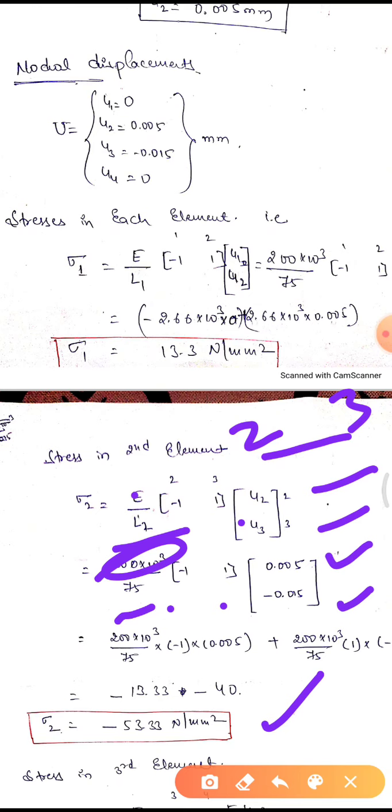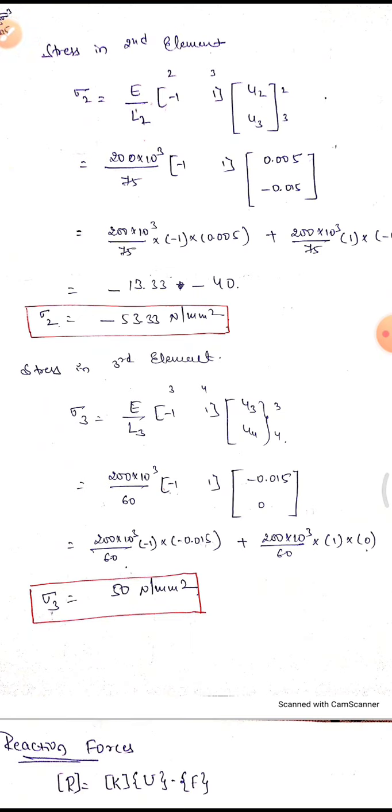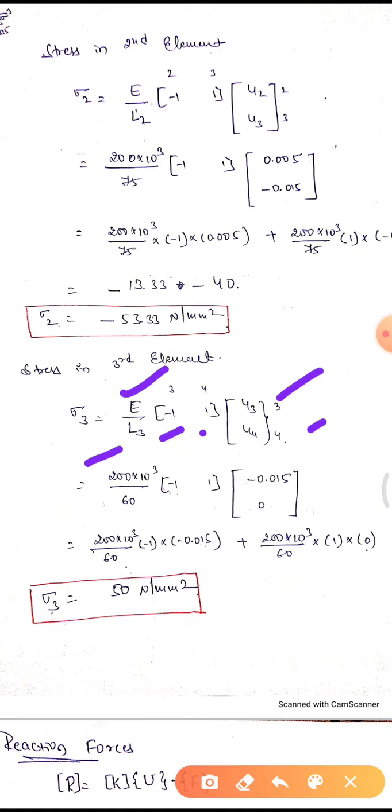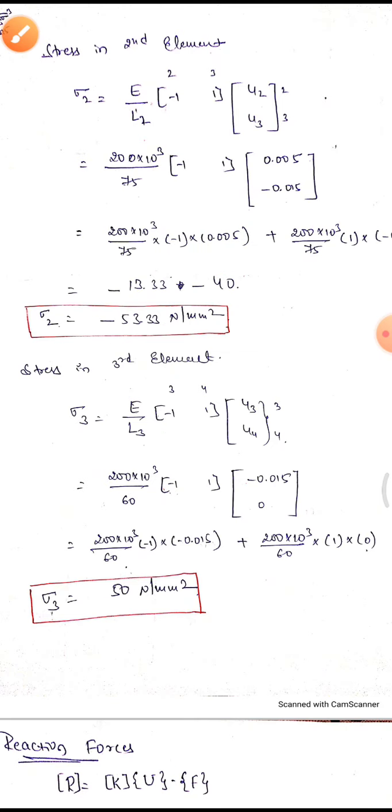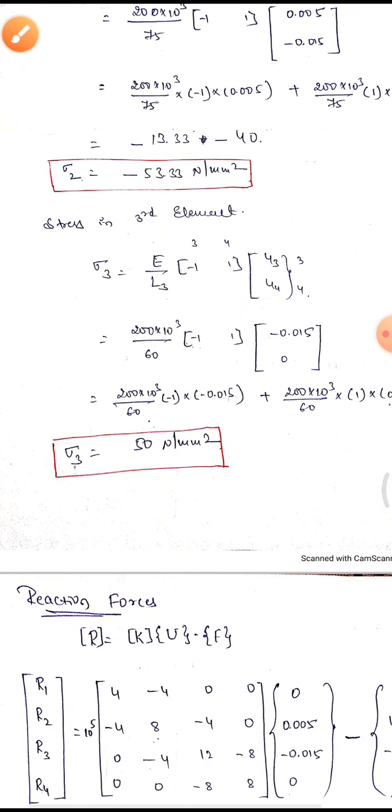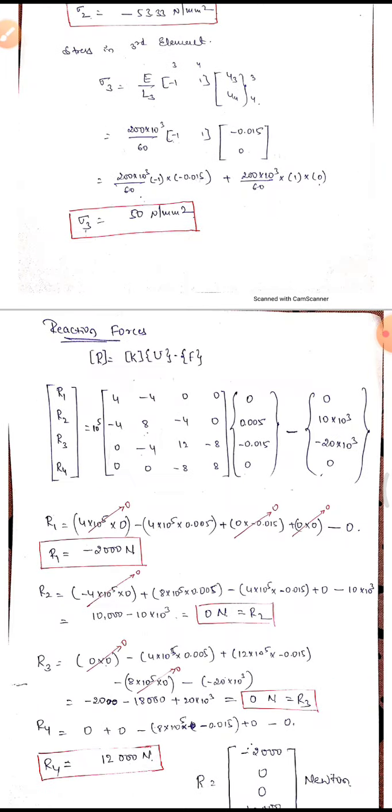Once we find the stress in the second element, next we need to find the stress in the third element. That is given by E divided by L3 times [minus 1, 1] times [U3, U4], because the third element is connected between node 3 and 4. U3 is minus 0.015 and U4 is 0. You substitute the data and you get sigma 3 as 15 Newton per mm square.